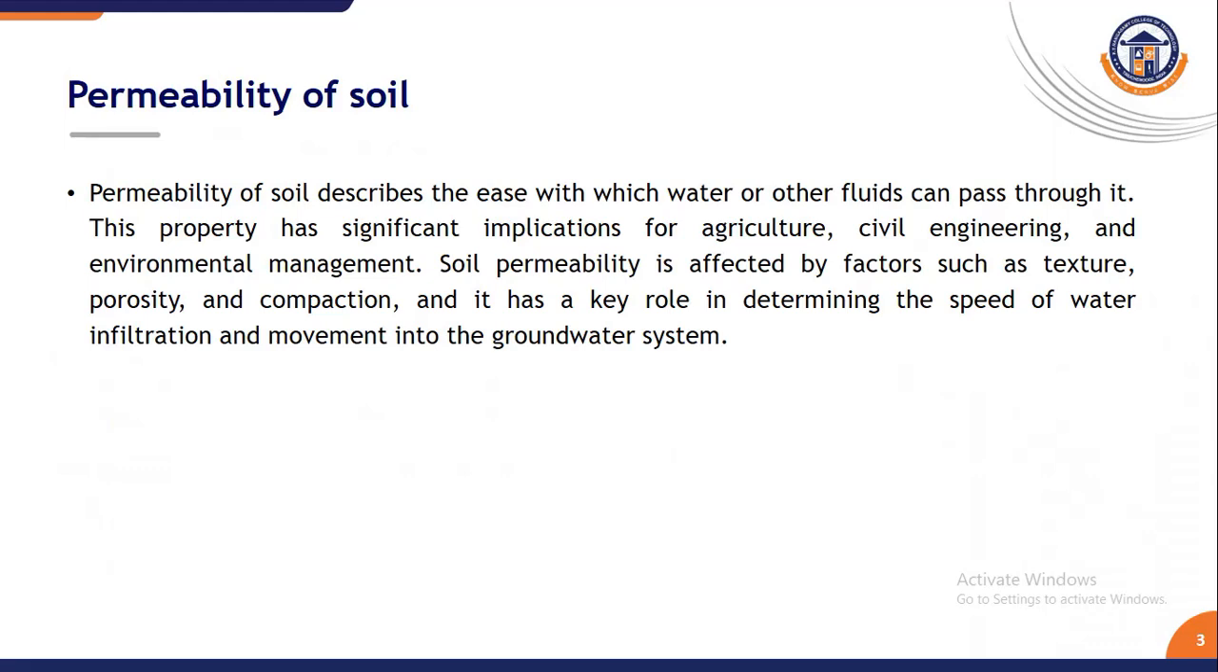First one is the permeability of soil. Here permeability refers to the ability of soil to allow water to pass through its voids. In civil engineering we are mainly concerned with water flow through soil. This property governs seepage, consolidation, settlement and stability of soil structures. According to Terzaghi, permeability controls the rate of drainage and dissipation of pore water pressure, which directly affects the stability of soil structures.